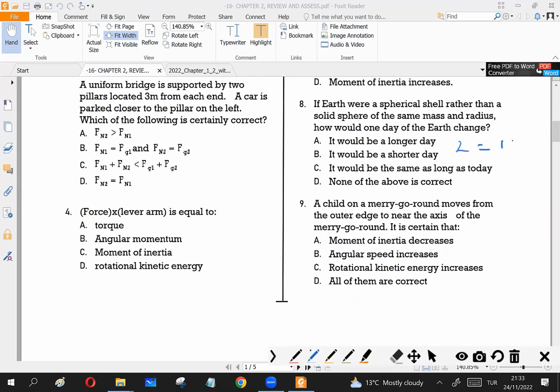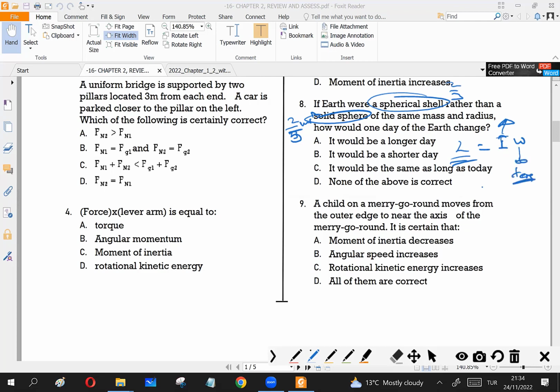Okay, now let's check it. L is equal to I times omega. Right now we know it's a solid sphere, its coefficient of moment of inertia is 2 over 5 mr squared. But if it were a spherical shell, it would be 2 over 3. A spherical shell has a greater moment of inertia. So if Earth were a spherical shell, the moment of inertia of the Earth will increase. But angular momentum is the same, because the question is not talking about any external torque acting on the Earth. If moment of inertia increases, angular speed must decrease.